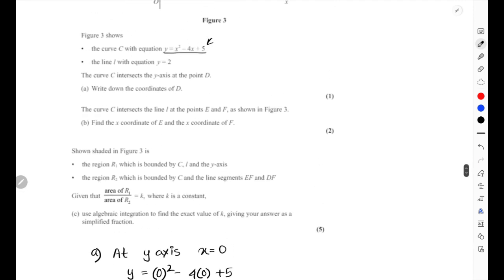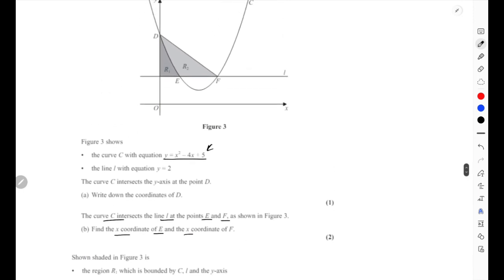Now, it says that curve C intersects the line L at points E and F, and we need to find the x-coordinates of points E and F. Since they're intersecting with the line y equals 2, they're both going to have the coordinate y equals 2. So I just have to factorize this time.